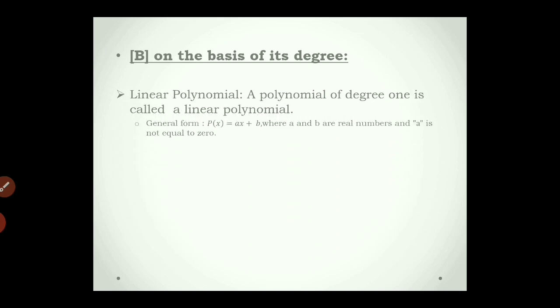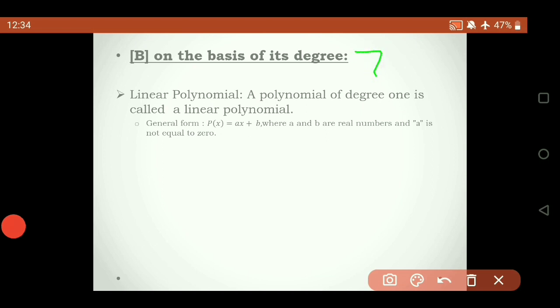Moving further, we will see the second classification of polynomials on the basis of degree. In it, the first is linear polynomial. A polynomial of degree 1 is called a linear polynomial. That is, in any polynomial, if the highest degree of a variable is 1, then it is called a linear polynomial. The general form of a linear polynomial is ax plus b, where a and b are real numbers and a is not equal to 0.